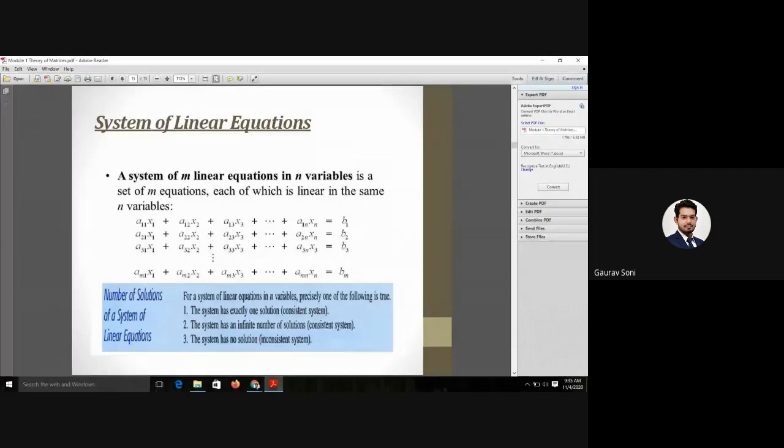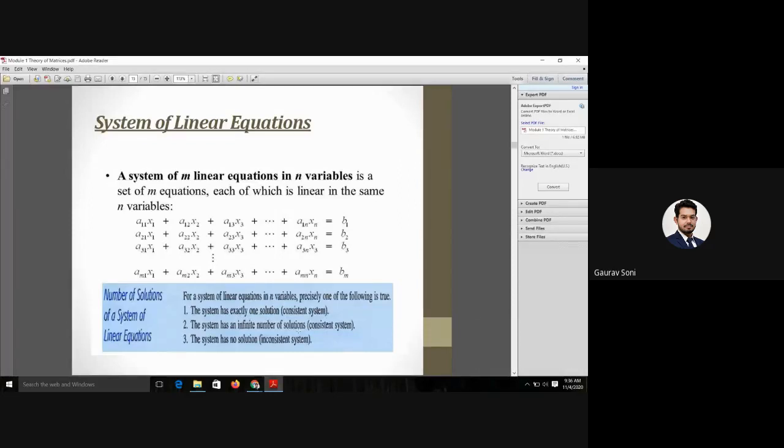So there are three cases. Whenever you solve a system of equations, the system may have exactly one solution. Like if you simply take two lines and you're solving them, either they intersect, and if they are intersecting, there will be just one solution. If they are not intersecting, I mean they are parallel lines, then there will be no solution. And if both the lines coincide, then the system will have infinitely many solutions.